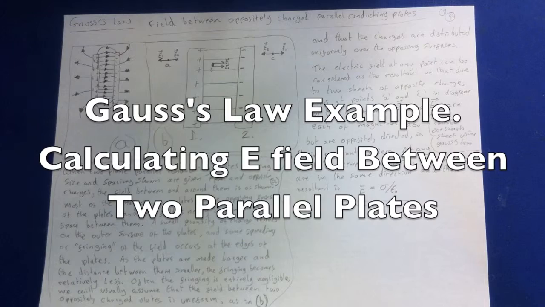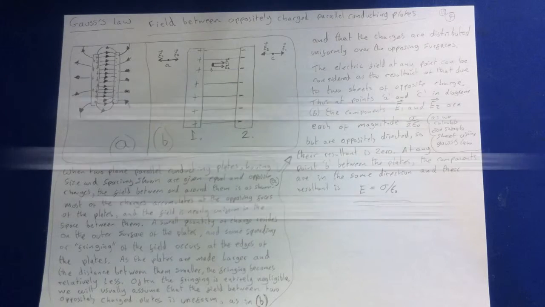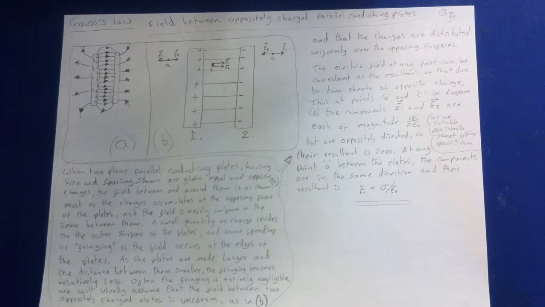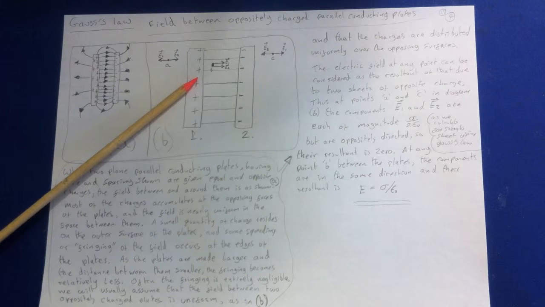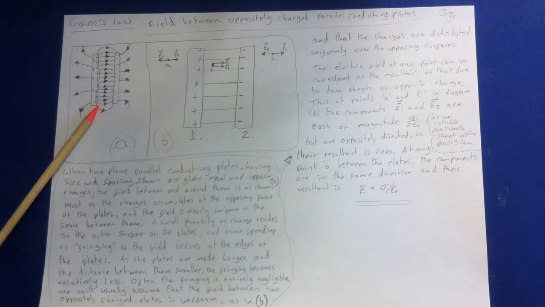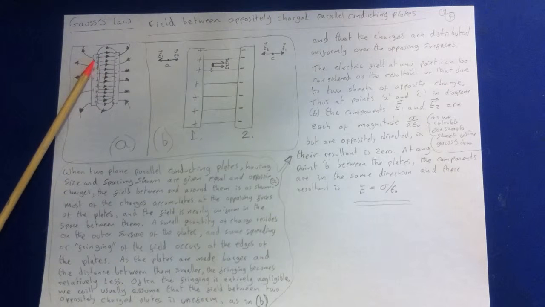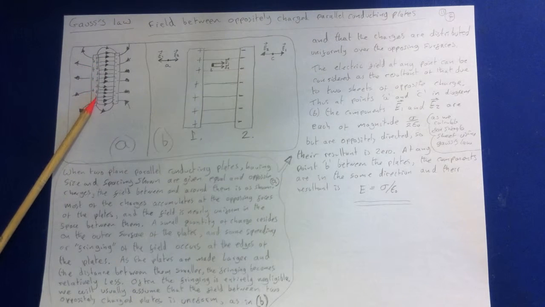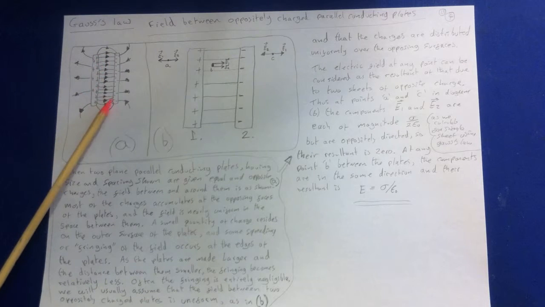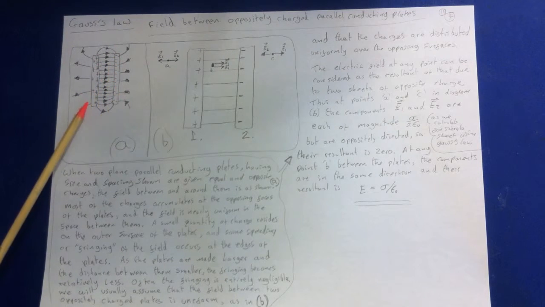Here's the field between oppositely charged parallel conducting plates. When two plane parallel conducting plates having size and spacing shown above are given equal and opposite charges, the field between and around them is as shown in A. Most of the charges accumulate at the opposite faces, so you can see that most of the charges here are accumulating here where this field is quite strong, and very few are accumulating on the outside.